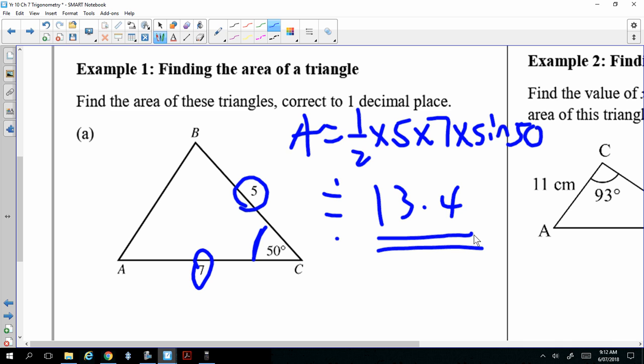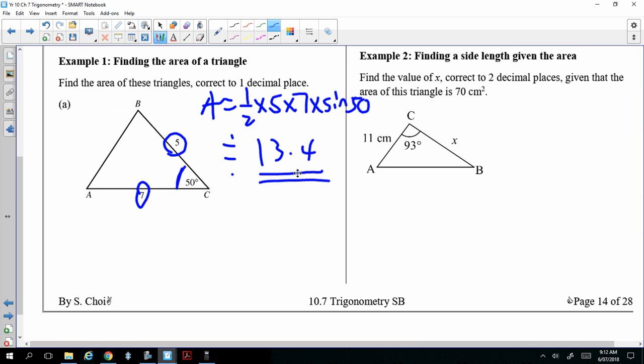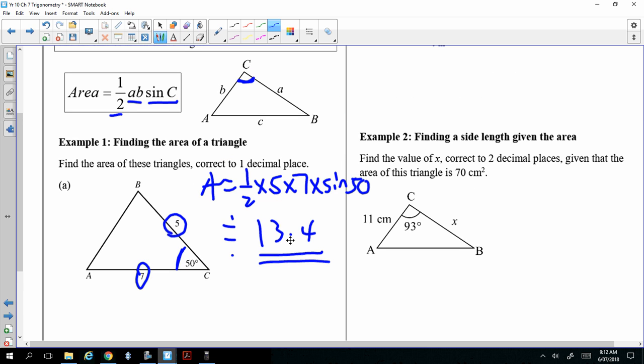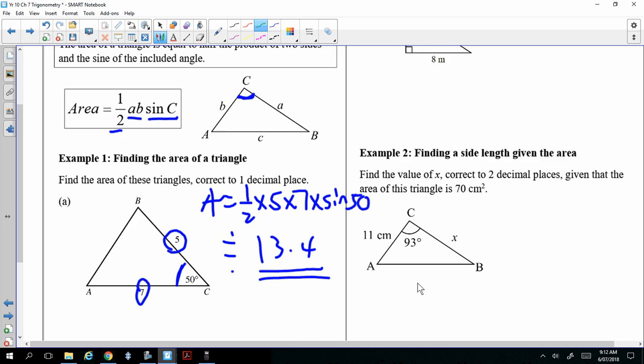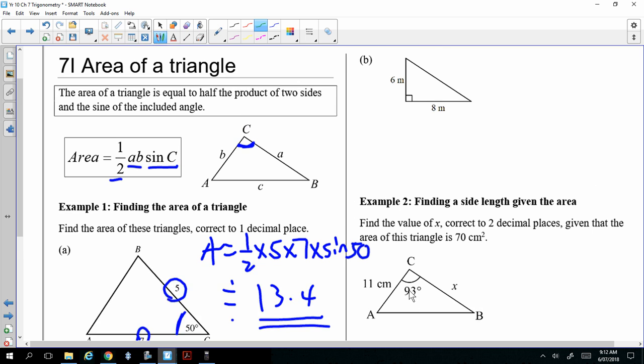Okay, any questions? It's pretty straightforward. So this is a useful formula when you don't have the perpendicular height. So if you don't have a perpendicular height, use this formula. Now on the other hand, if you know the triangle is a right angle triangle, it's easier if you just use half times base times height. Because you know this is the height, this is the base.